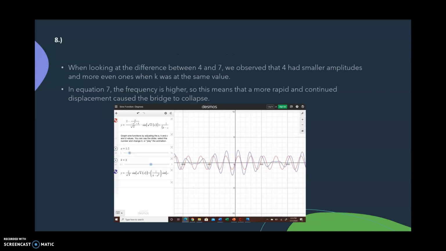For part 8, when you compare the graphs between 4 and 7, we observe that 4 had smaller amplitudes and more even ones when k was at the same value, and k equals 3 at this value. In equation 7, the frequency is higher, so this means that a more rapid and continued displacement caused the bridge to collapse.